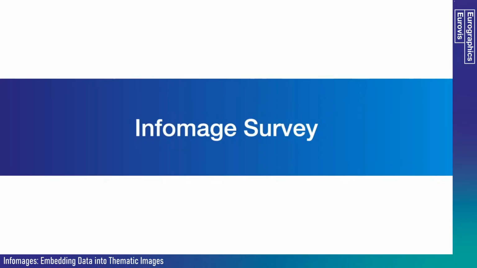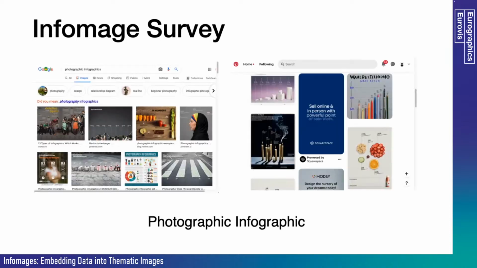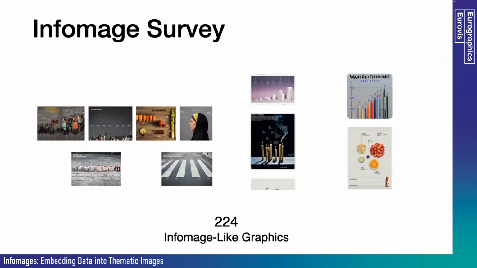But before creating our design tool, we first conducted a survey of existing infomages. We wanted to first understand how professionals have gone about creating these graphics and then apply these principles to our tool. So we first collected a set of images for our survey. We used the term photographic infographic to retrieve infomage-like graphics using Google Images and Pinterest. We also used the related images feature of these websites to recursively collect more images related to the initial results. We collected an initial set of 1,638 images. We then filtered the images that did not fit the definition of an infomage, leaving us with 224 infomage-like graphics.